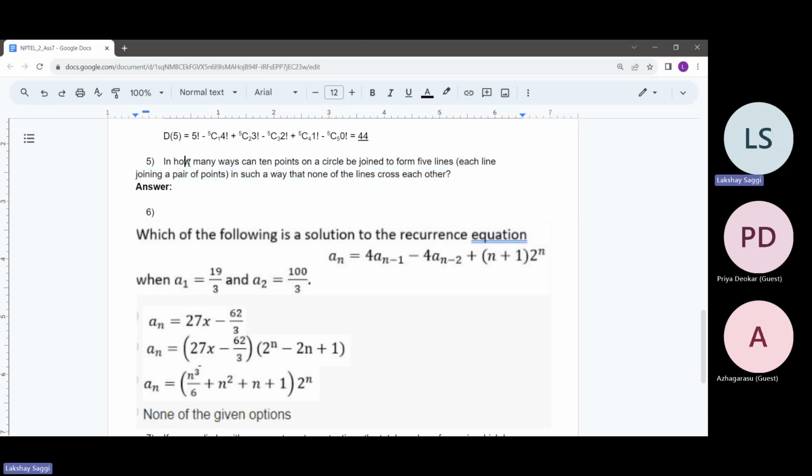So the question says, in how many ways can 10 points on a circle be joined to form 5 lines, each line joining a pair of points, in such a way that none of the lines cross each other? So basically we are given 10 points and we need to pair up these points. So there will be 5 lines formed by forming 5 pairs, so that none of the lines cross each other. So we need to count this. So let me just present a picture for this question.